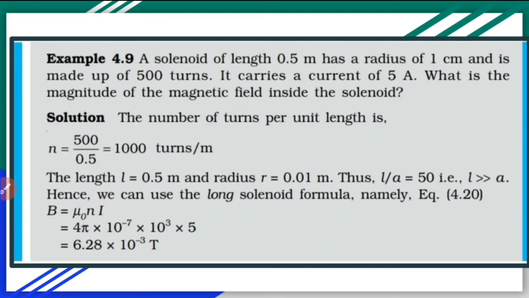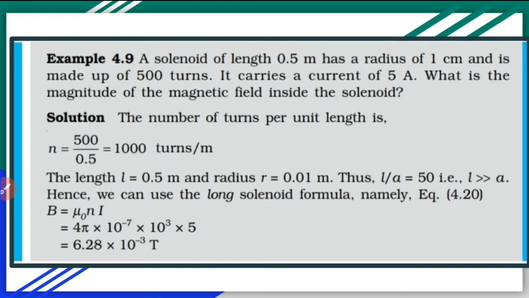Example 4.9. A solenoid of length 0.5 meter has a radius of 1 centimeter and is made up of 500 turns. It carries a current of 5 ampere. What is the magnitude of the magnetic field inside the solenoid? So the problem is with a solenoid.